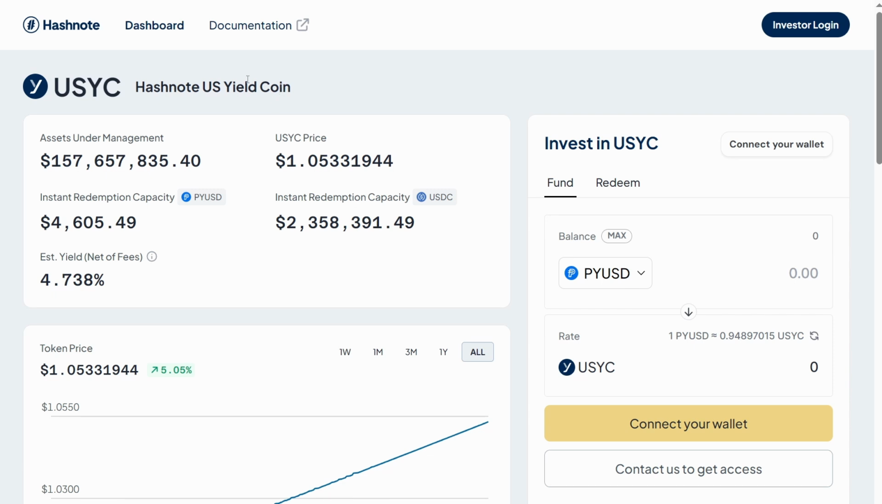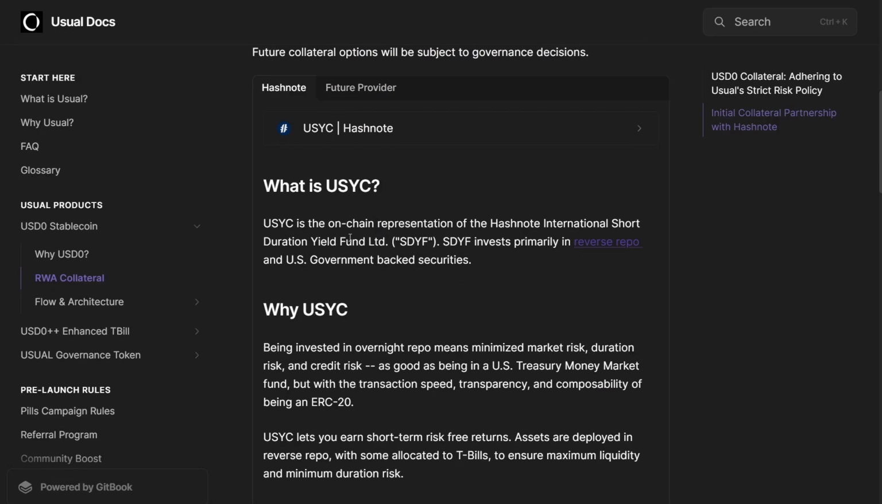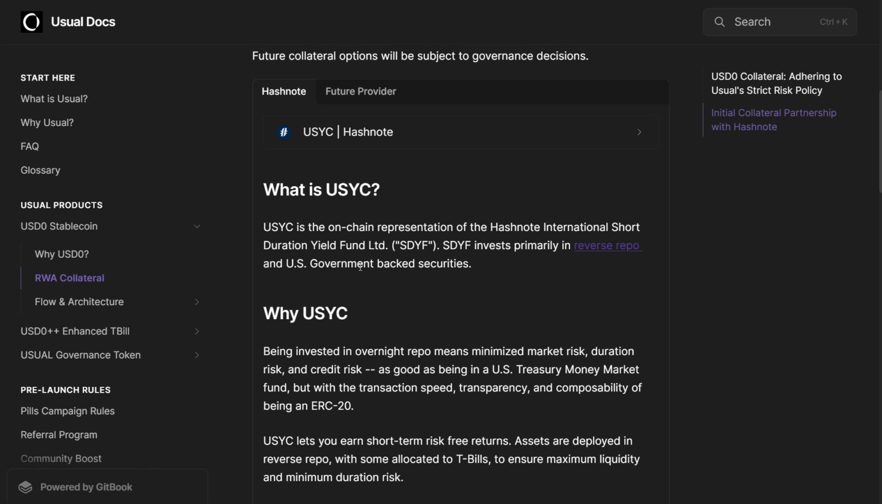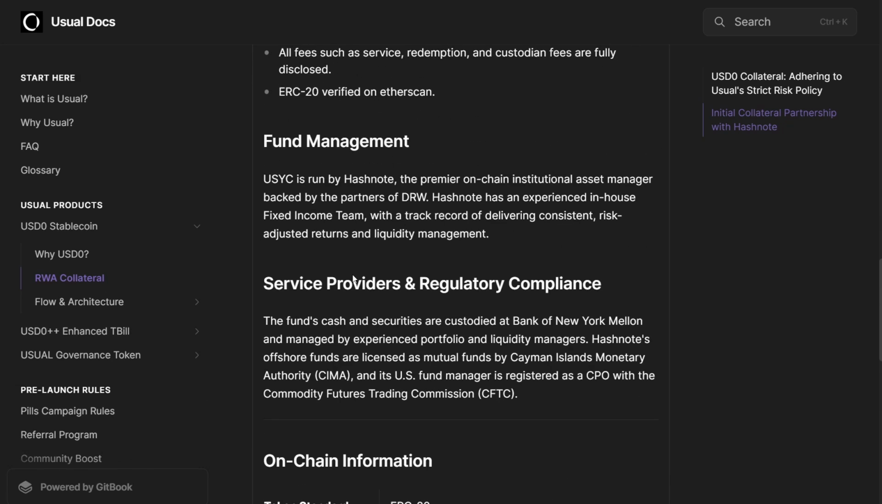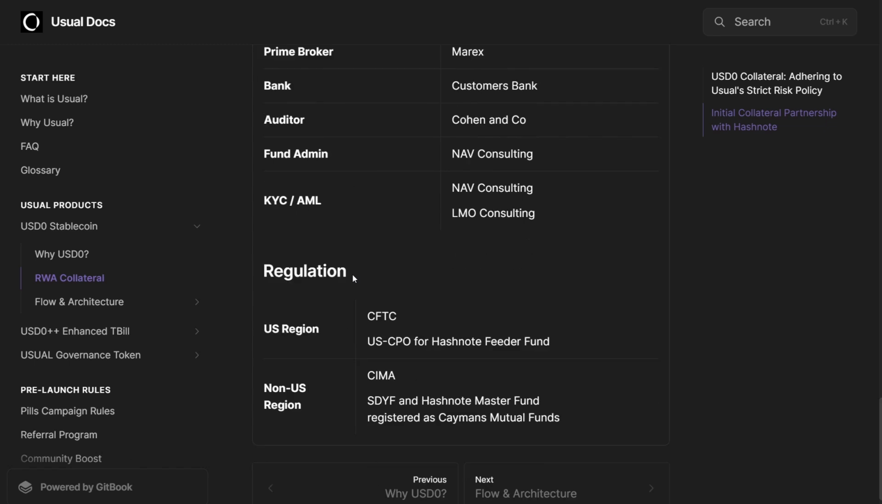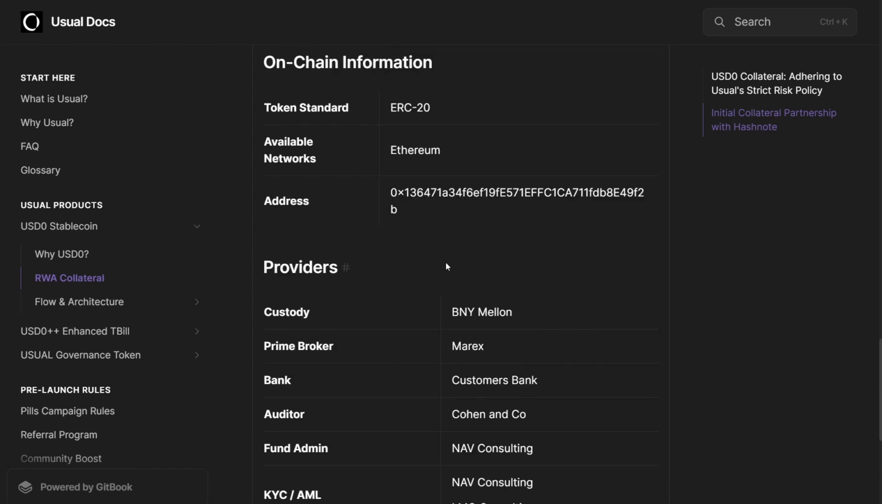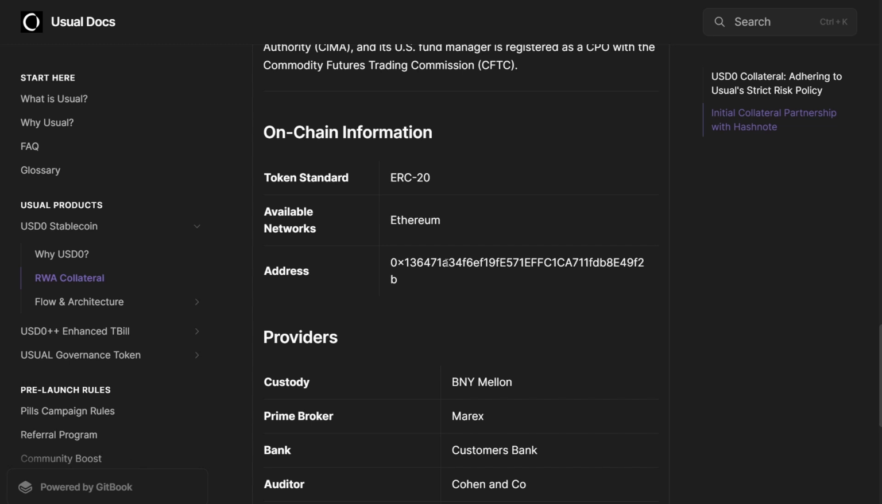Hashnode US Yield Coin invests primarily in reverse repo and US government-backed securities. There is a lot of information for thorough investigation, particularly about banks and regulations. We can conclude that USD0 has USYC collateral.